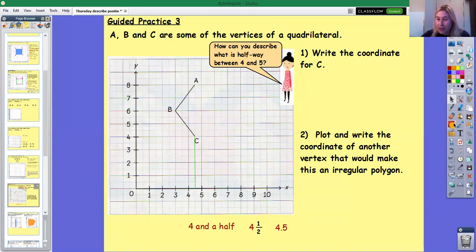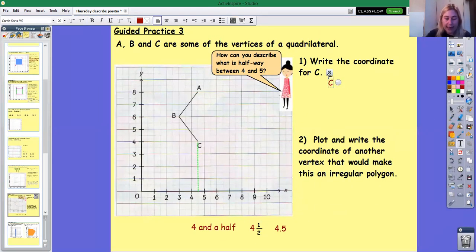So let's just finish this off to write the coordinates. So coordinate C, I know the x-axis is 4.5. I'm just going to write 4.5 because it's easier for me. And let's look at where C crosses the y-axis. It's at 0.4. So that is the coordinate.